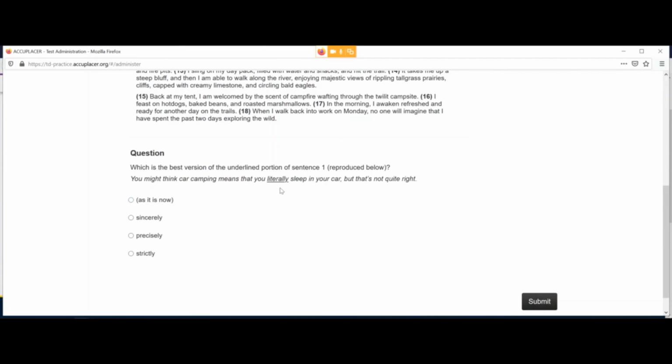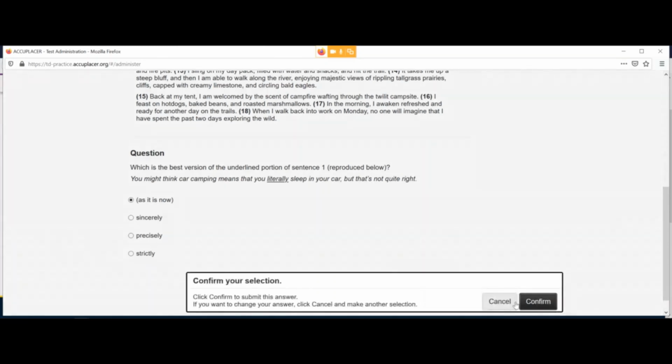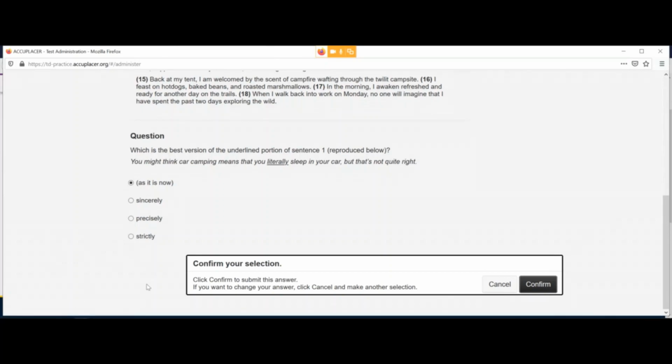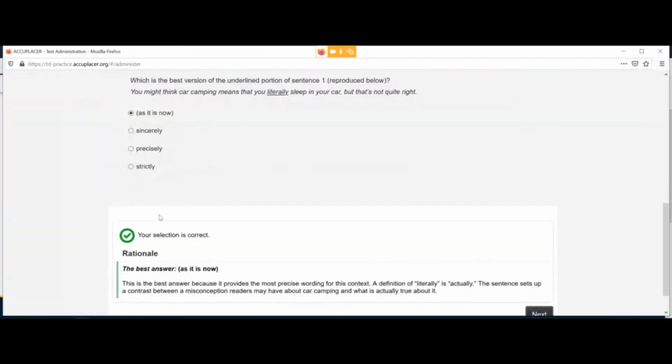And so that is the answer that we would need to select here. So I'm going to go ahead and click on "as it is now," and then I'm going to click on submit. And you see what it does. It asks you to confirm your selection. Click confirm to submit this answer. We'll go ahead and click confirm, and then it tells you that your answer is correct. And it provides you with the reason.